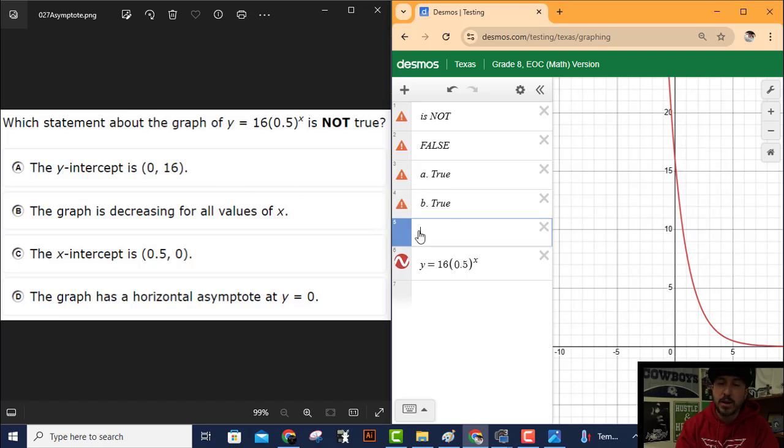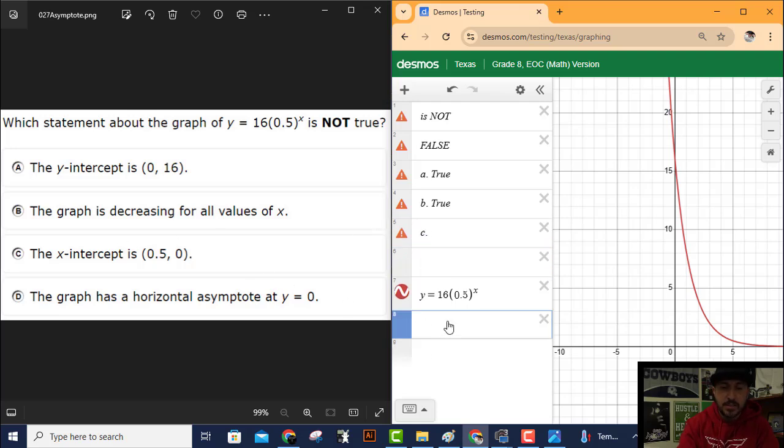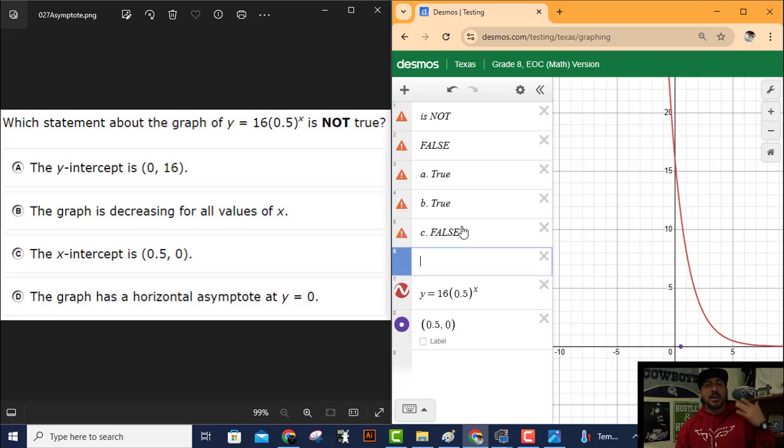But I'm looking for the true, right? We're looking for the false guy. Choice C, the x-intercept is 0.5, 0. Is that the x-intercept? Is that where the graph crosses the x-line? No. Choice C is false. Get him out of here. That's the one I'm going to pick because that's the false.